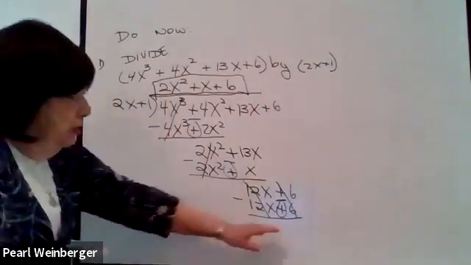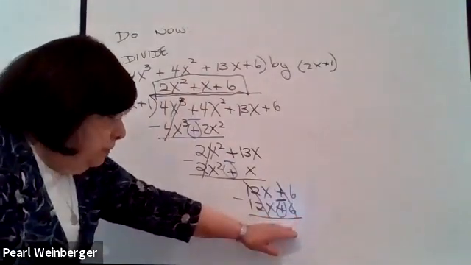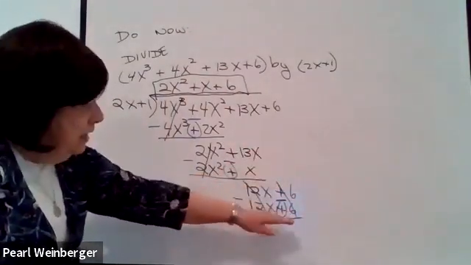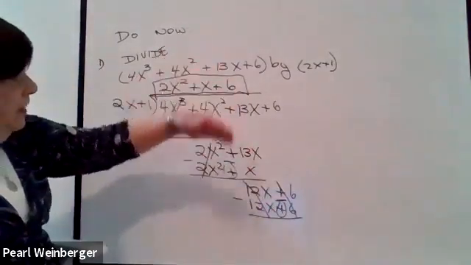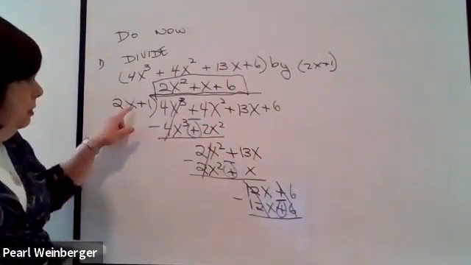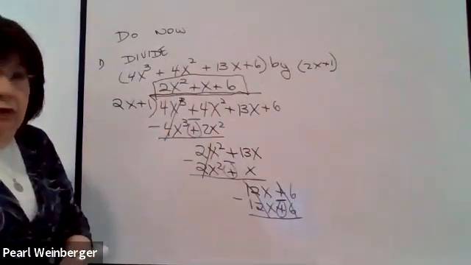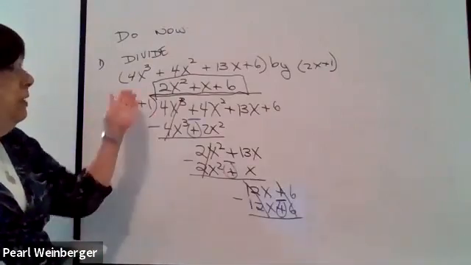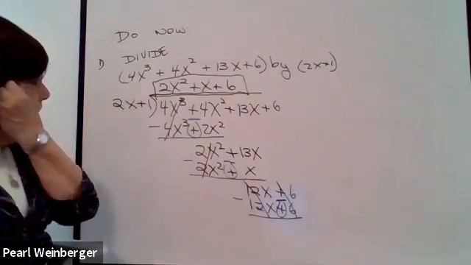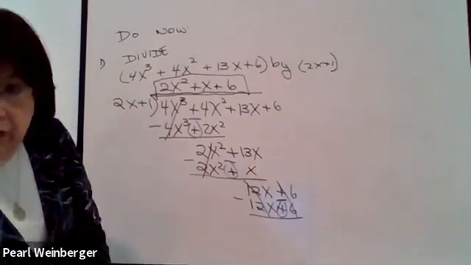If there would have been a number remaining here, then we would have taken that number. If it was positive, I do plus. If it was negative, I do negative. That number goes on top of the divisor as your remainder. In this case, there was no remainder. It actually divided in evenly. Is there anybody who has any questions about this?